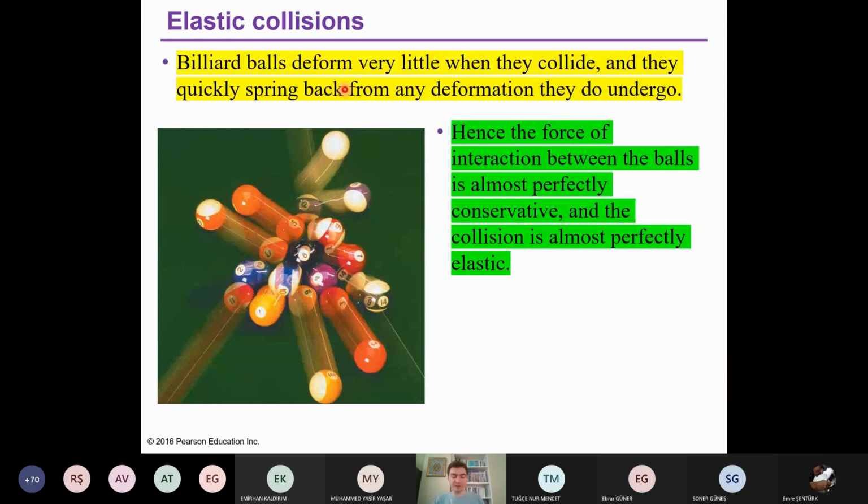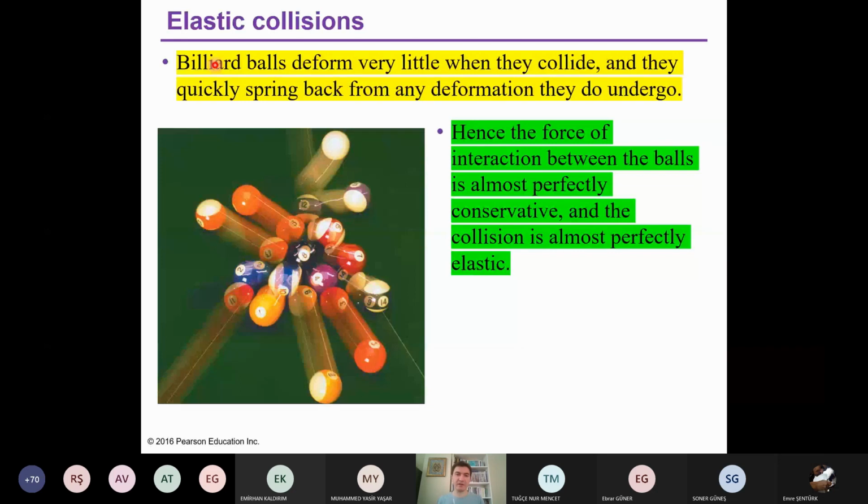Good morning, everybody. During the last lecture, we have seen collisions: elastic collisions, inelastic collisions, and completely inelastic collisions. We have discussed the difference between these types of collisions, and today we will learn a little bit more about elastic collisions, and we will discuss different situations in elastic collisions.